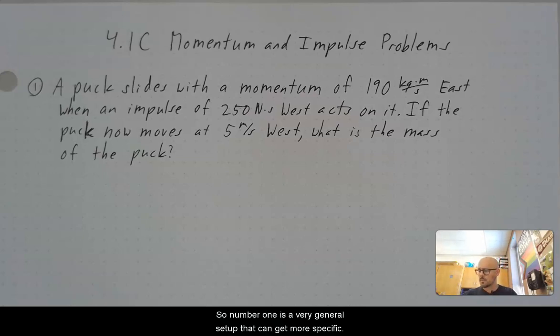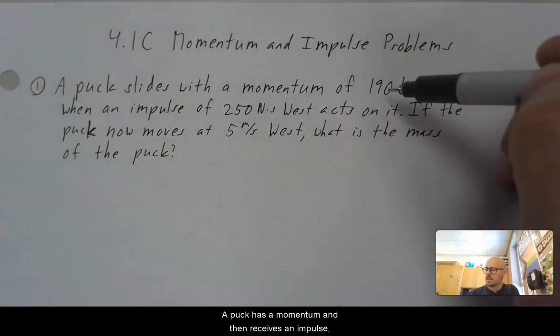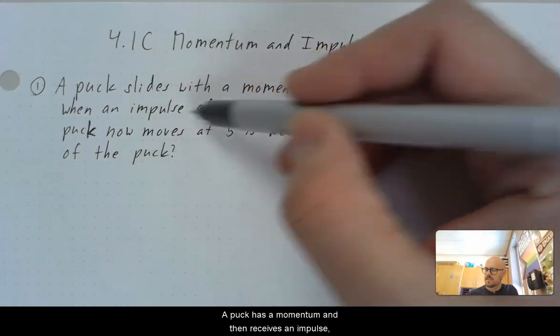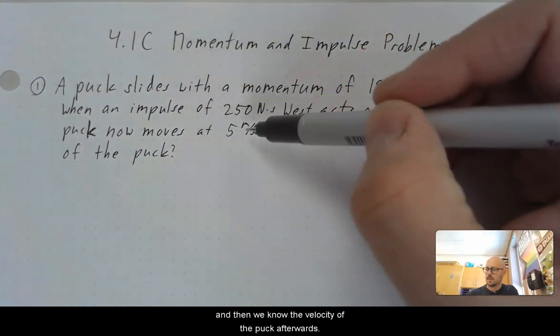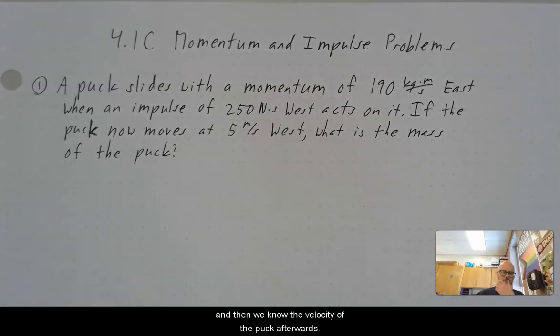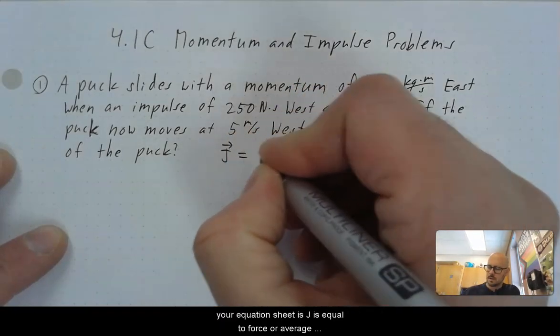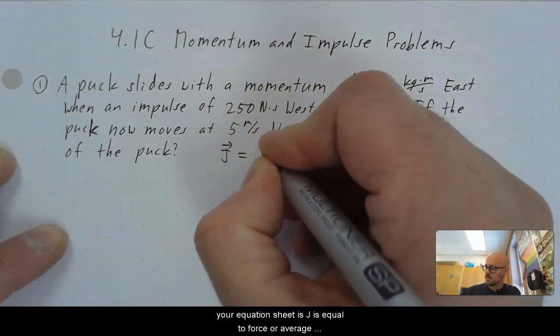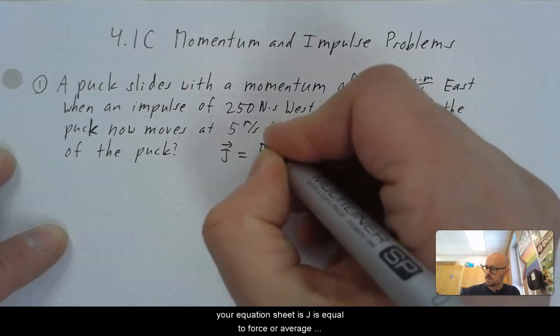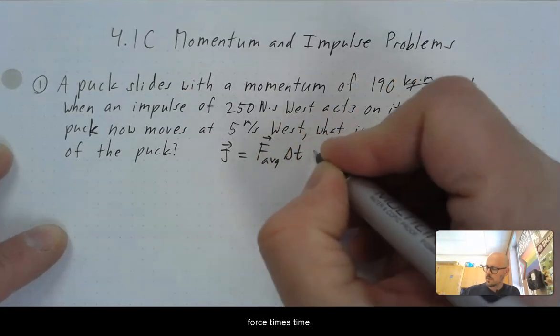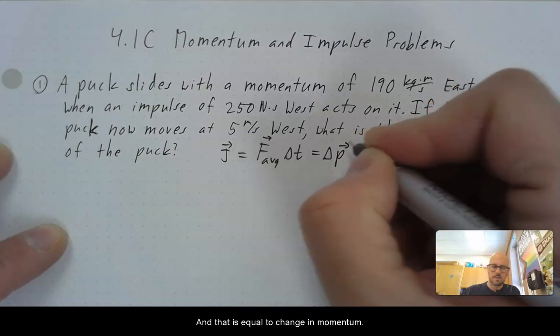So number one is a very general setup that can get more specific. So we have some values in here. A puck has a momentum and then receives an impulse, and then we know the velocity of the puck afterwards. Now, the equation that you have in your equation sheet is J is equal to force or average force times time, and that is equal to change in momentum.